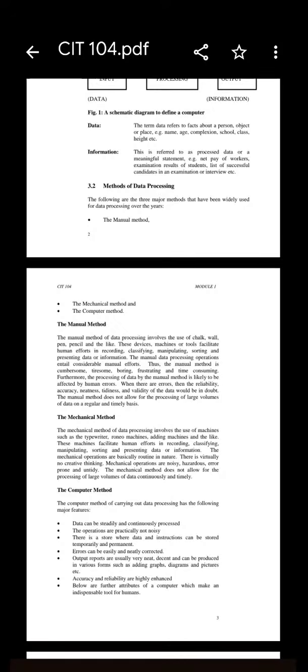Furthermore, the manual method does not allow for the processing of large volume of data on a regular and timely basis. So for you to be able to achieve effective results, like a meaningful result, you have to be doing small every day, small every day, small.